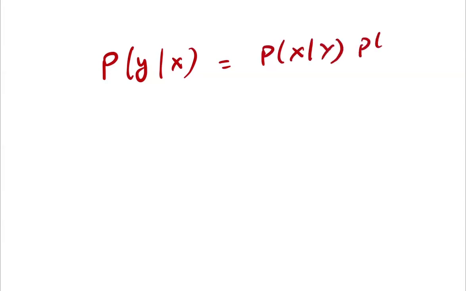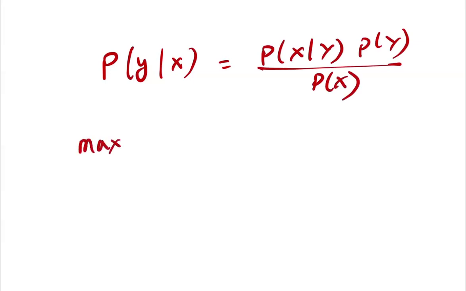Instead of this, I could have said, I have probability of y given x. I can apply the Bayes rule here. This is nothing but probability of x given y times probability of y divided by probability of x. My prediction will be the label y that maximizes the probability. So max over y, or argmax.